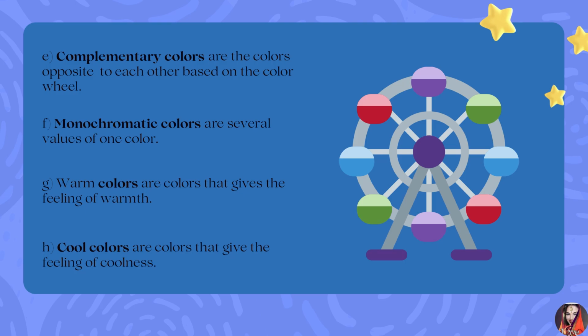Warm colors are colors that give the feeling of warmth. The warm colors are yellow, amber, orange, vermilion, red, and magenta. Cool colors are colors that give the feeling of coolness. The cool colors are purple, violet, blue, teal, green, and chartreuse.